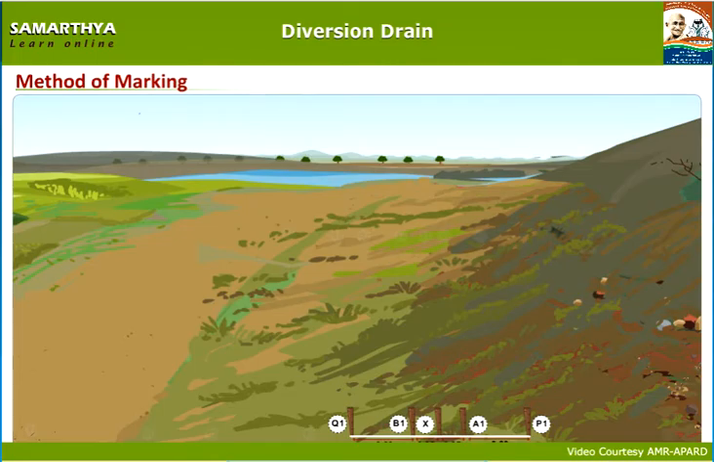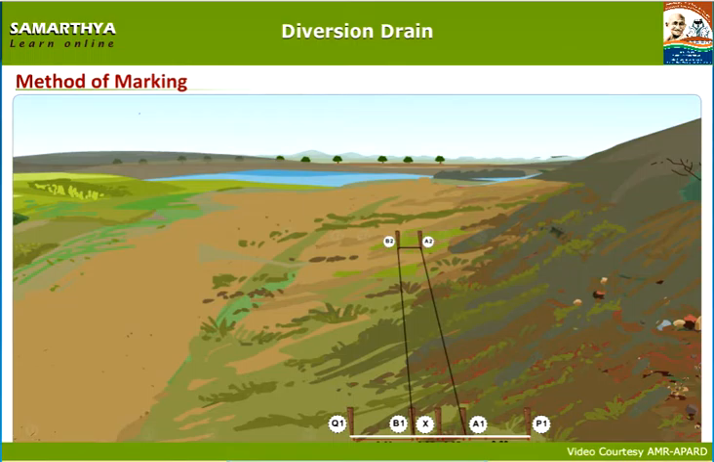From B1, measure 30 meters towards the natural stream direction and place a wooden pole and mark it as B2. From A1, measure 30 meters towards the natural stream direction and place a wooden pole and mark it as A2. Join B1 and B2 with a thread. Join A1 and A2 with a thread. Join A2 and B2 with a thread.